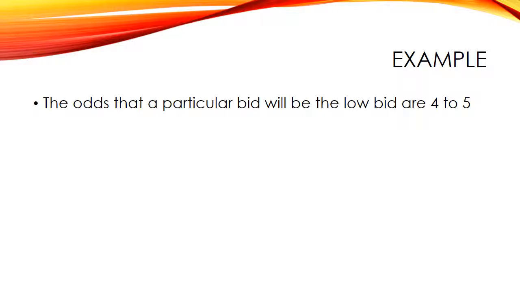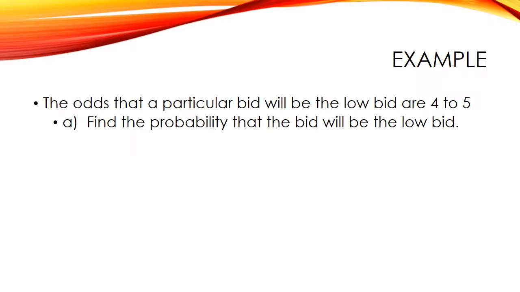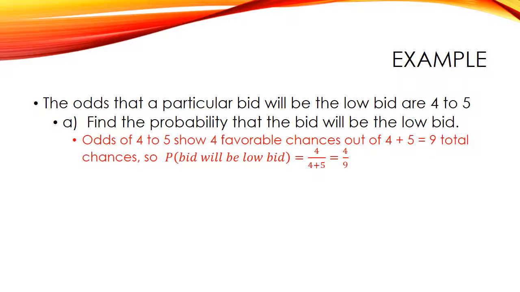Now, the odds that a particular bid will be the low bid are 4 to 5. Find the probability that the bid will be the low bid. So this time we're given the odds and we need to work backwards and find the probability. Now this time we are going to use that rule that we talked about a minute ago. Pause the recording, give this a try, and resume the recording to check your answer.